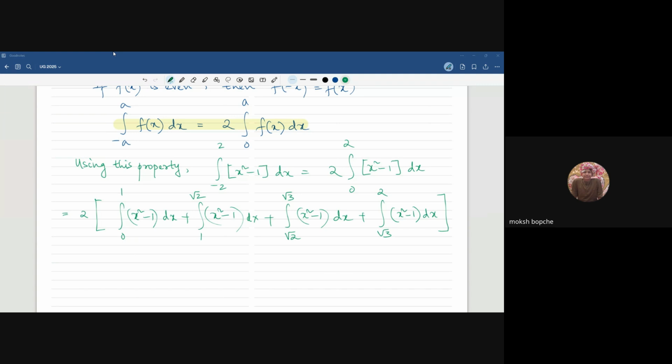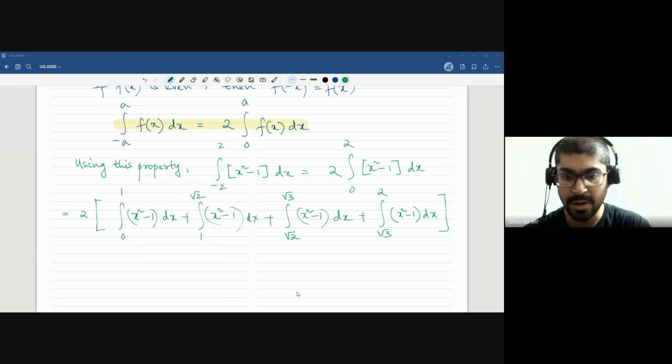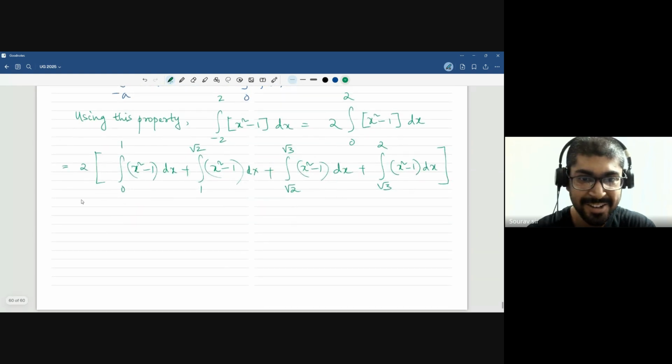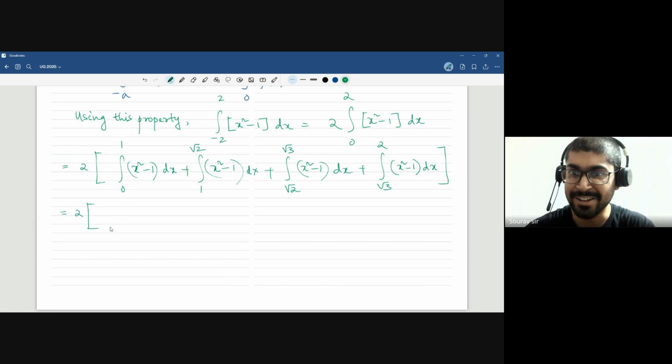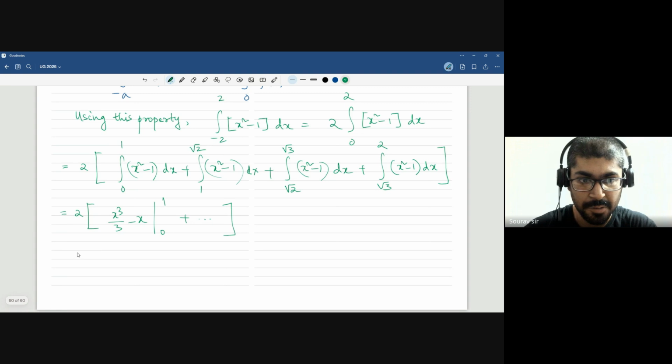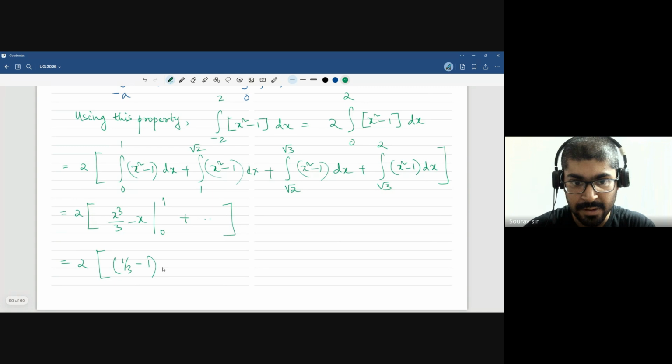Sir, it's a little bit lengthy. Okay, you are giving the ISI exam. This is expected. So x cubed by 3 minus x, and here you go from 0 to 1. Right? Plus the same thing again and again, so I'm not writing all of that. So you will go from 0 to 1: 1 by 3 minus 1, and then minus 0. I'm not writing that.